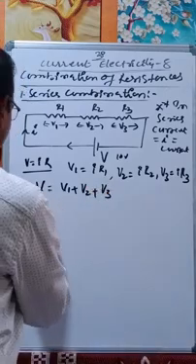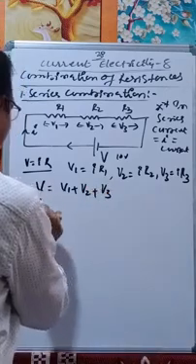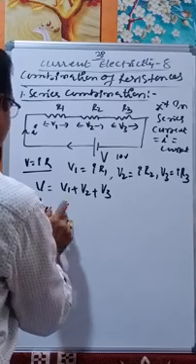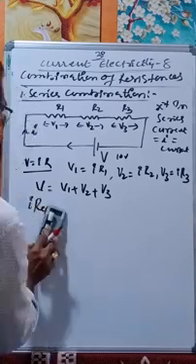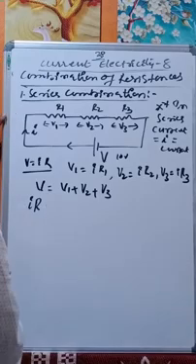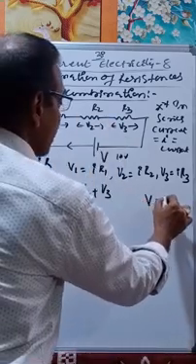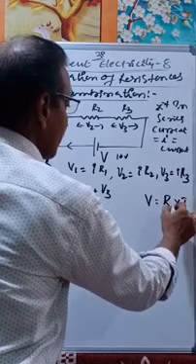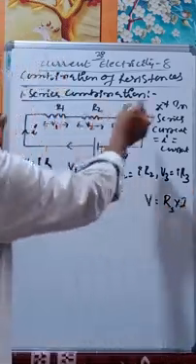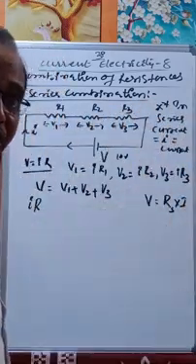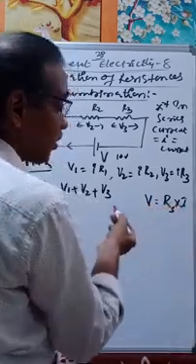Now what is V here? V is equal to I into R, where R is the effective resistance, the total resistance. V is the total resistance into the total current. The total resistance is the combination of three resistors. Let's call it RS, the series combination.